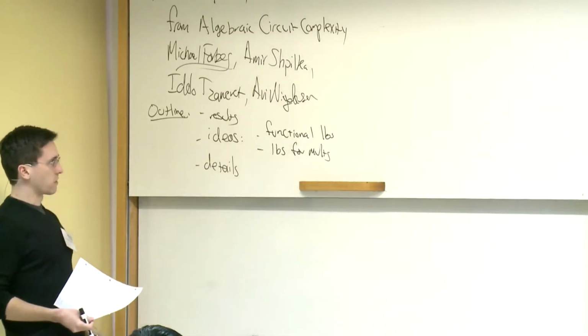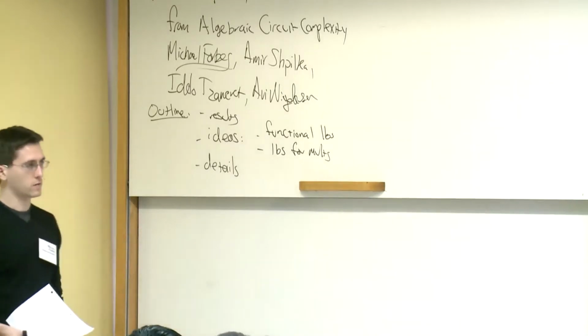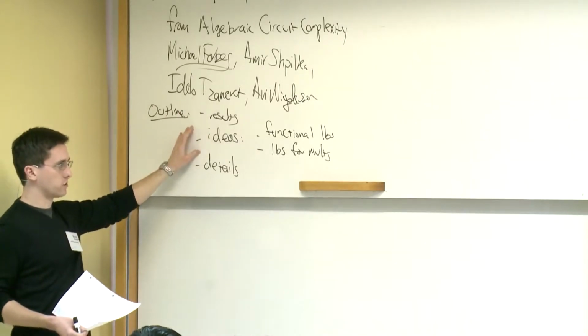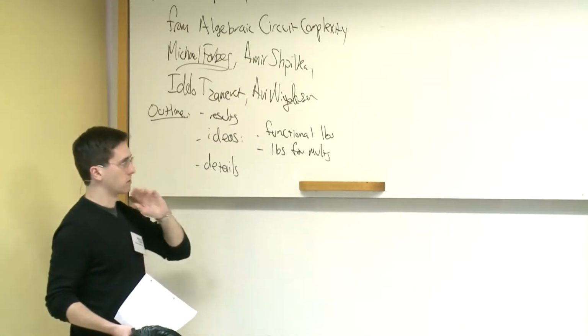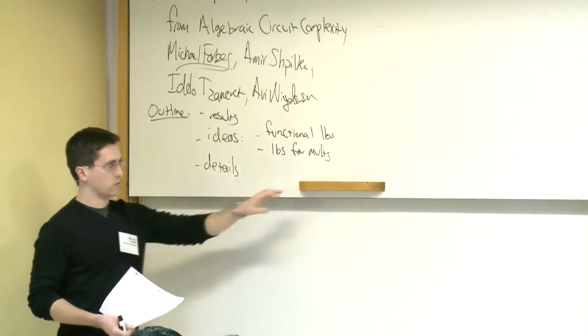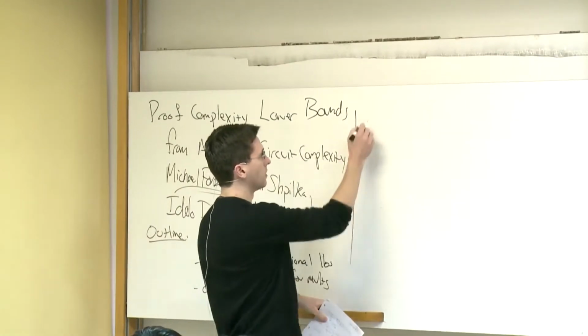So there are a lot of results. I'm going to only tell you about a couple of them. I'm going to try to simplify everything as much as possible. So I'm going to tell you some of the results. Then I'm going to try to tell you about two key ideas: something called the functional lower bound and something called the lower bound for multiples, and I'll define what those are. And then I'll give you some amount of details.